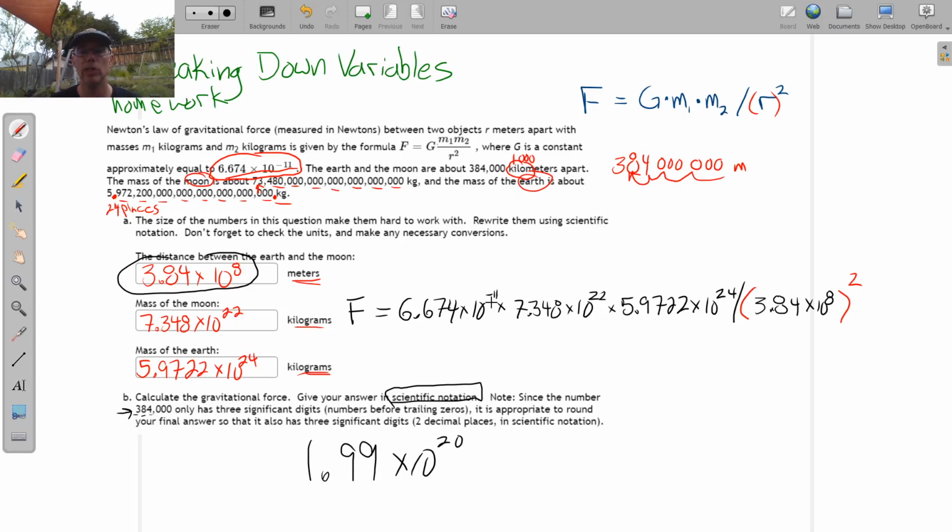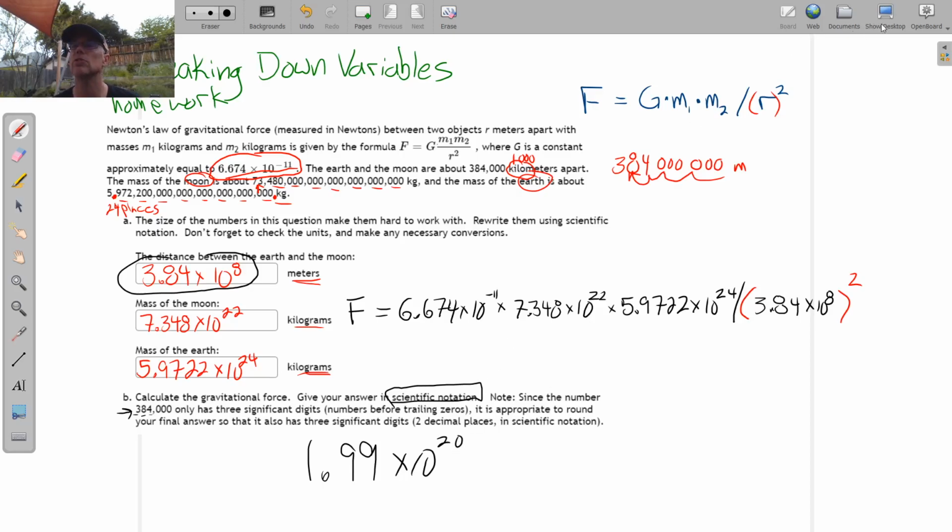All right, double checking the powers. When you multiply things with powers, they get added. So negative 11 plus 22 is 11. Plus 24 is 36? And then this would be 10 to the 8th to the second, which would be the 16th power. And if you divide things with exponents, the exponents get subtracted. So 36 minus 16 is 20. Hey, I got the 20th power. So an estimate of the power works out here. So that's a good sign.